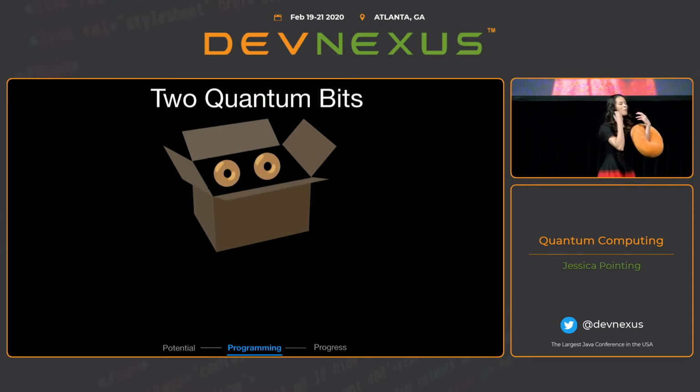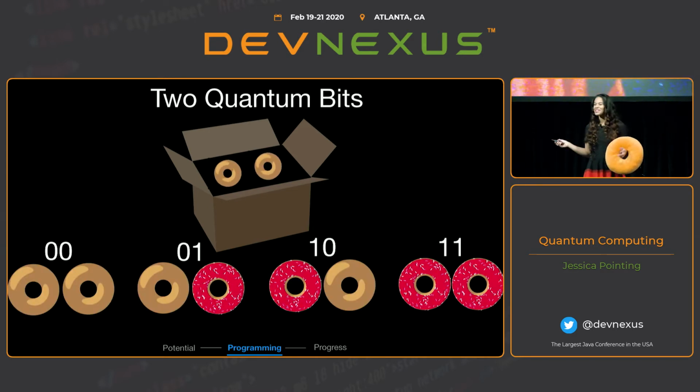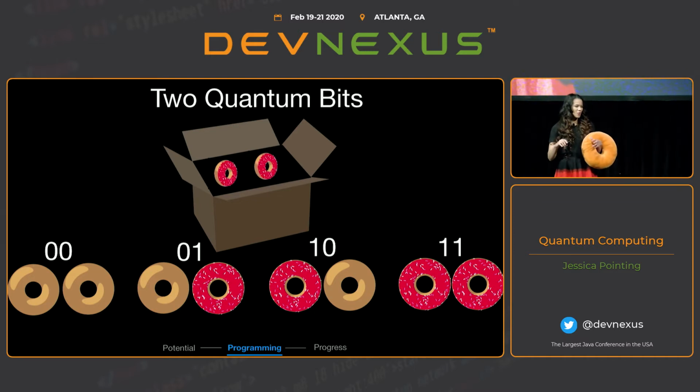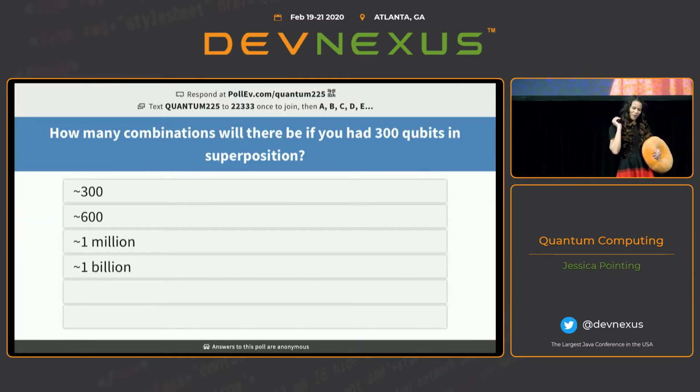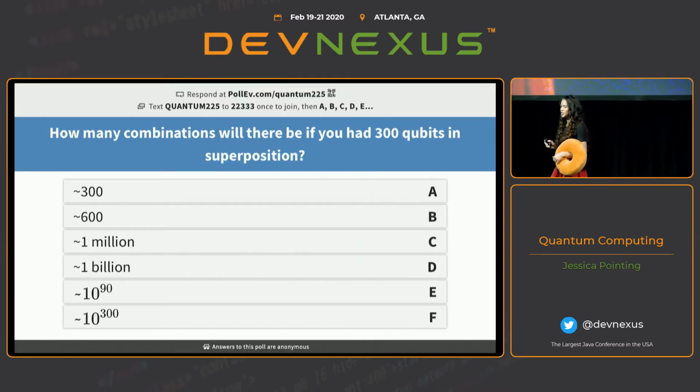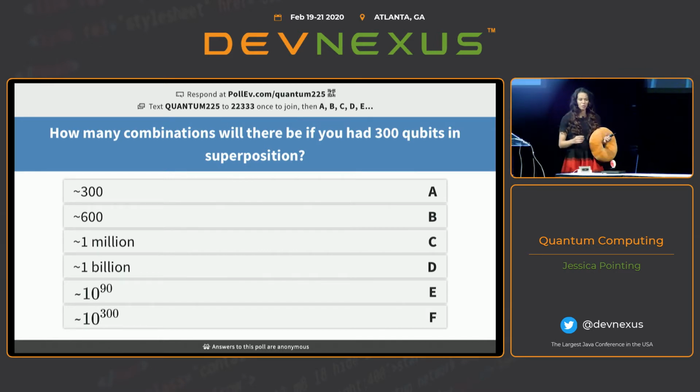But if I give you a box now with 2 quantum bits, they're both spinning, and I ask you, what combination do you see? Well, you actually would say, I see all of the combinations. And this is what a quantum computer can do. It can actually process all of the combinations of bits at the same time, essentially. And so I have another poll for you. If you had 300 qubits in superposition, how many different combinations do you think there would be? I'll give you guys a few seconds.